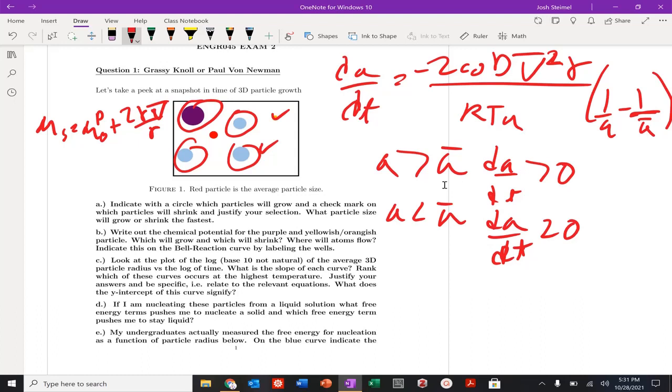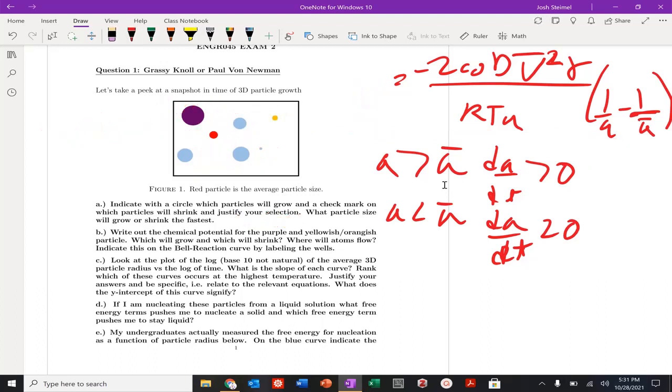What particle size will grow or shrink the fastest? Basically, we see that the maximum growth rate will be at A equal to 2 A bar. If you take the derivative of this function here, you'll get that value. So we have answered that question.